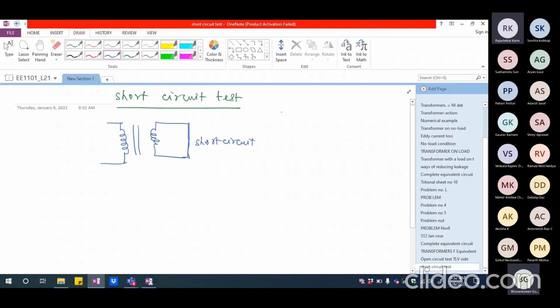But we said that the transformer will have very low leakage because we have an iron core, and the resistance will also be very small, because it is a thick copper coil. So obviously, if I apply 400 volts and simply short circuit the whole thing, the current is going to be enormously high. It is as good as short circuiting line and neutral, which is deadly. You will see the fuse blow immediately. So you can't apply normally rated voltage.